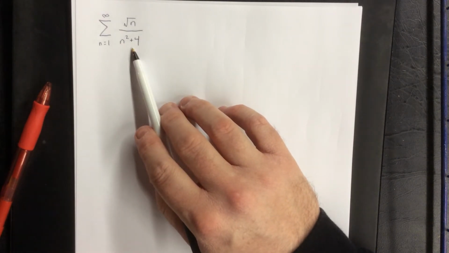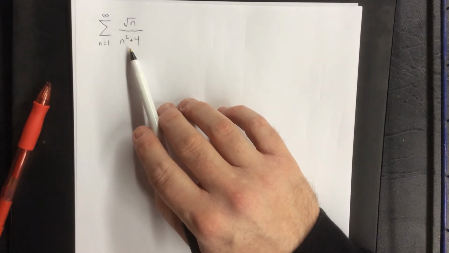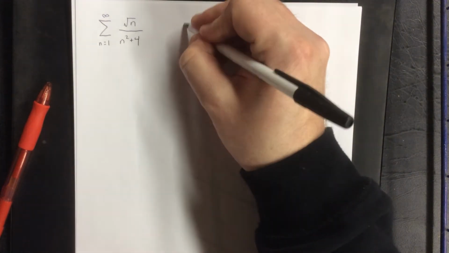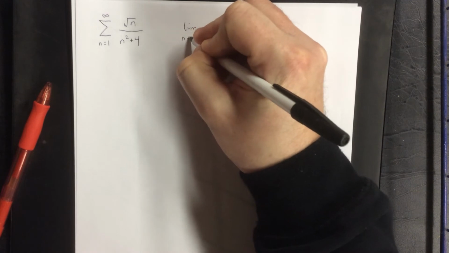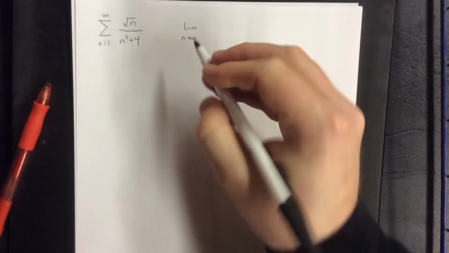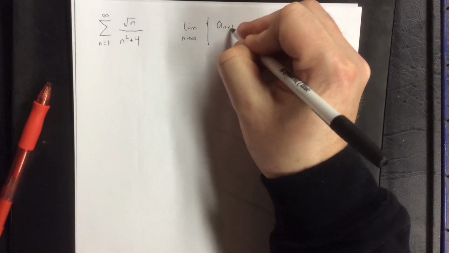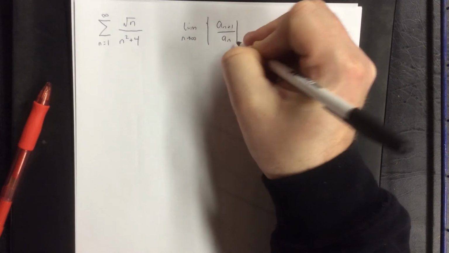Unlike the last two examples, this one doesn't actually contain an alternator. It does not contain a negative raised to an nth power. So if it converges, it's automatically absolutely convergent. That said, we're going to try the ratio test anyway, just to see what happens. So limit as n goes to infinity of the absolute value of a sub n plus 1 over a sub n.